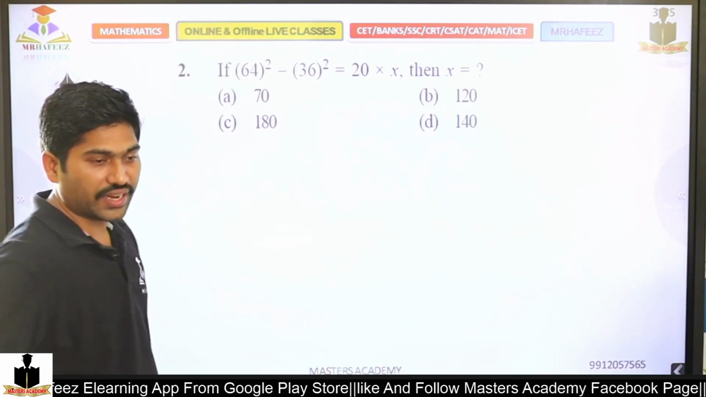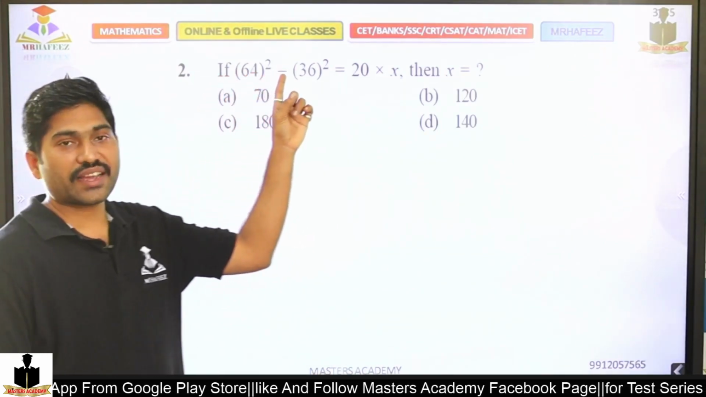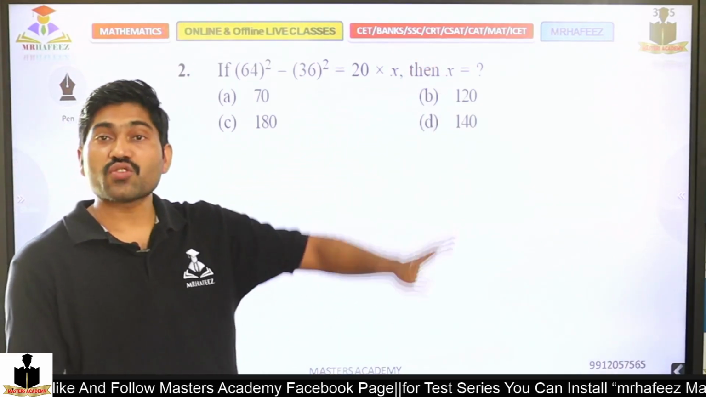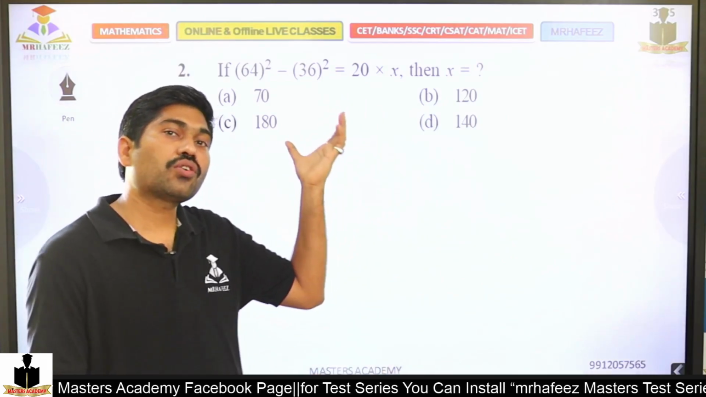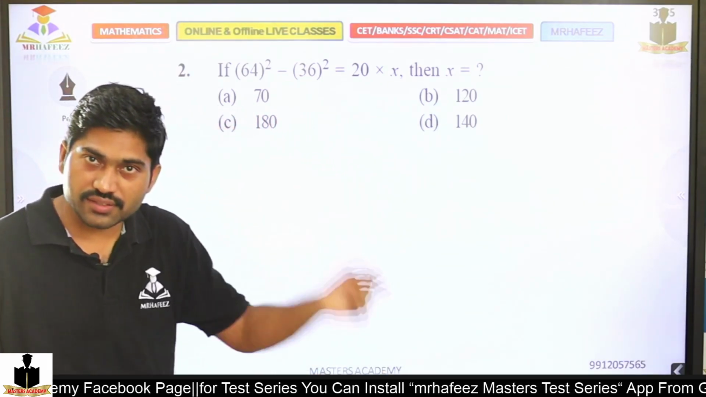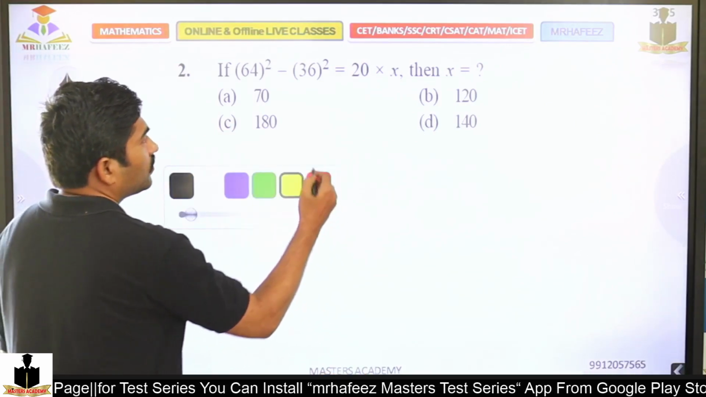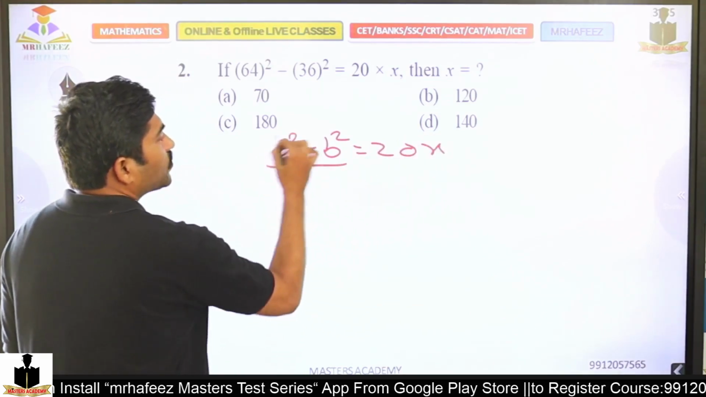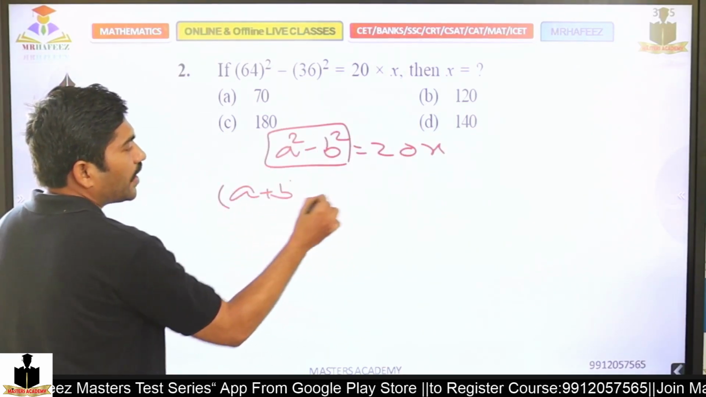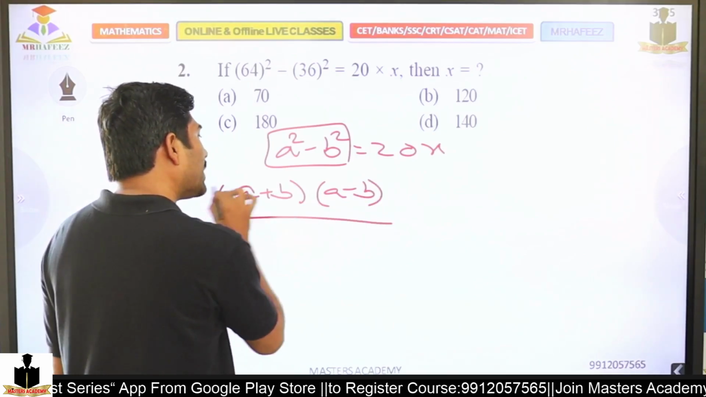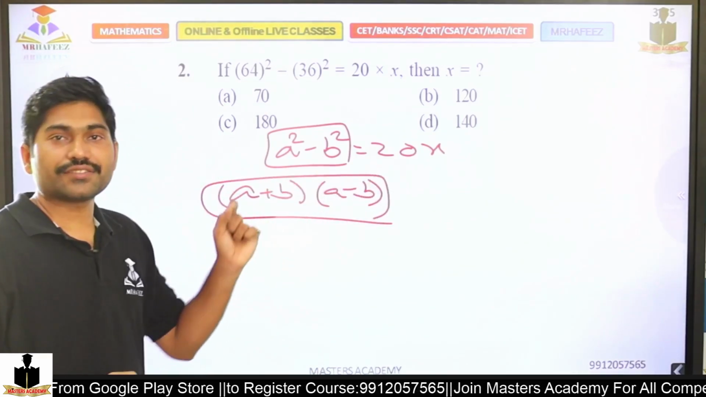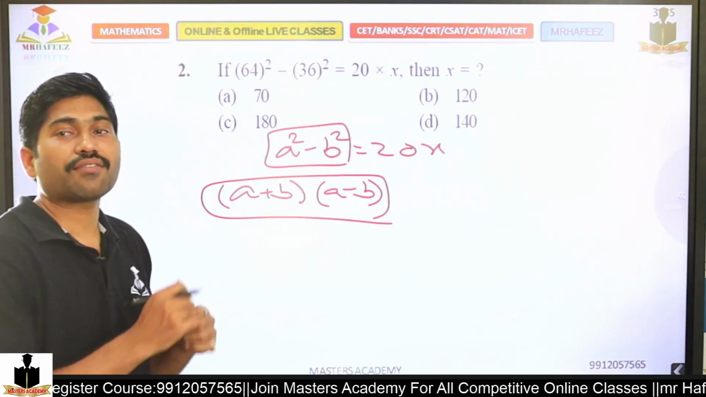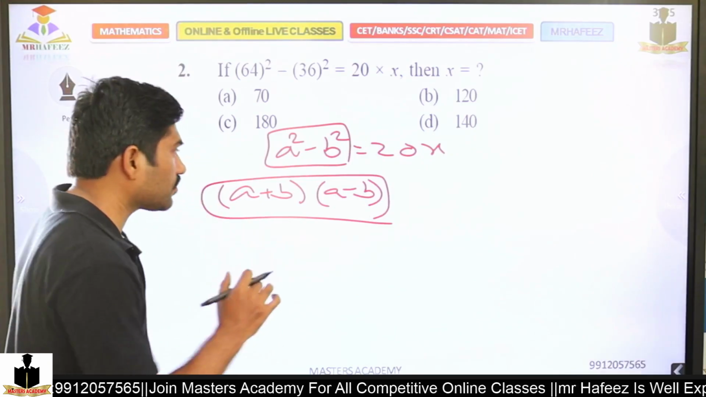Yes. Moving ahead. So 64 whole square minus 36 whole square equals 20 into x, then x is equal to, this is what the question is. 64 whole square minus 36 whole square means, so this is of the form a square minus b square equals 20x. A square minus b square, a plus b into a minus b I can do. If you don't get this idea, the problem is a little tougher. 64 square you should calculate, minus 36 square you should calculate, and later you should subtract one from the other. So that leads to time consumption.